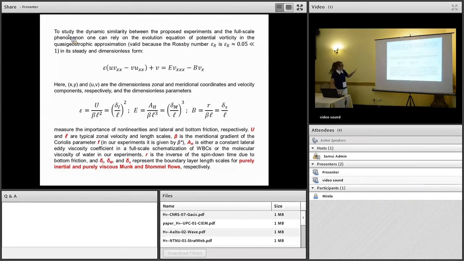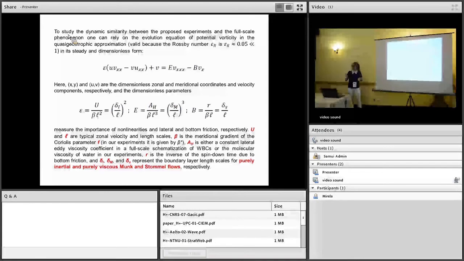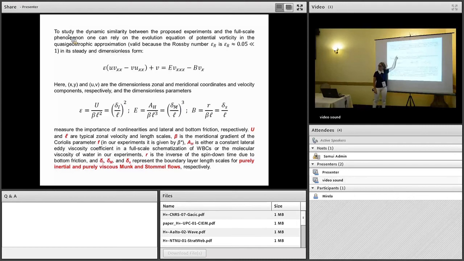So to make this experimental setup, the relevant non-dimensional parameters are obtained using the conservation of potential vorticity, the equation of potential vorticity in quasi-geostrophic approximation, which is valid because we have quite low Rossby number. And so from this non-dimensionalized equation, we get the three relevant parameters.